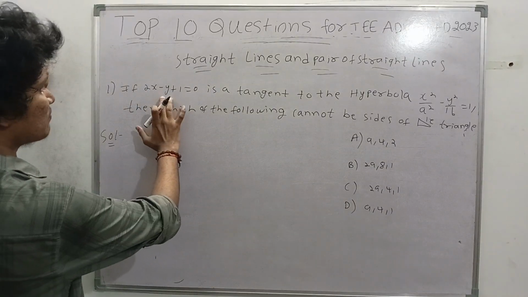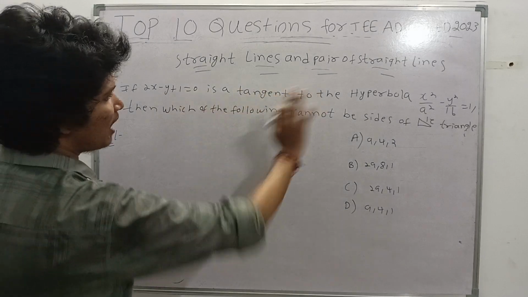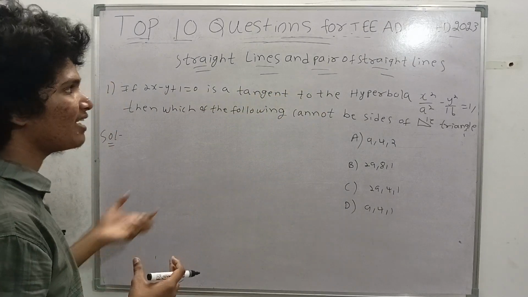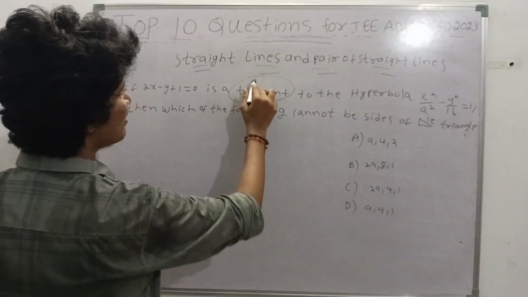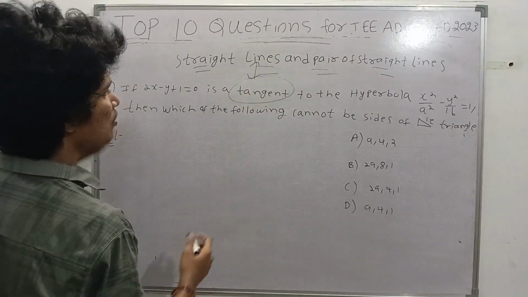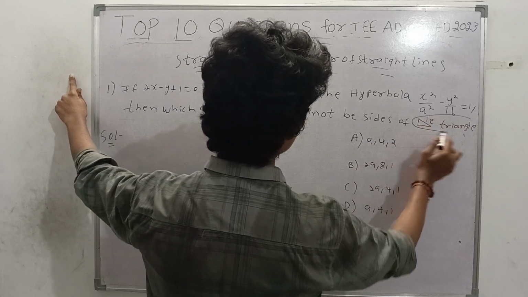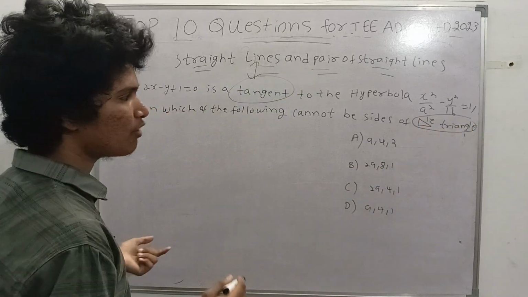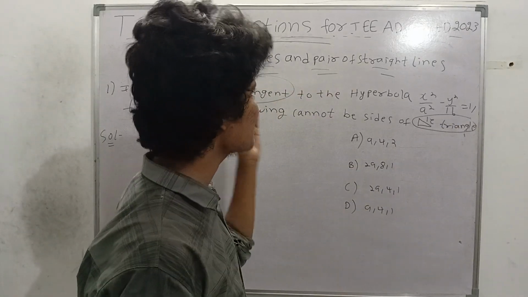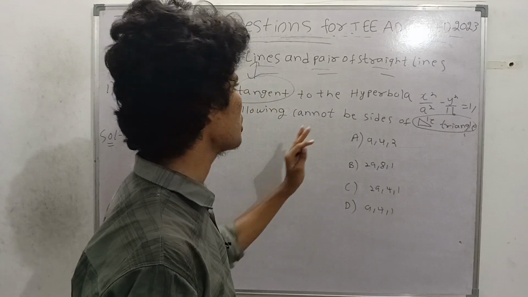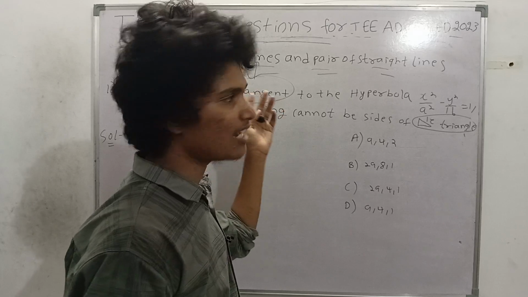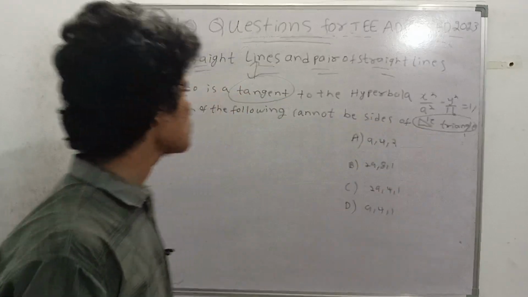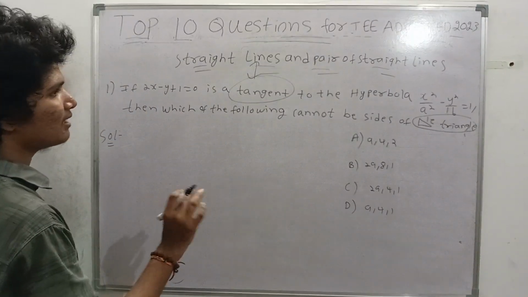If 2x minus y plus 1 equal to 0 is a tangent to the hyperbola. Why is the hyperbola coming in straight lines? Because here it is a tangent. It is a line, so it is an application of straight line, and also the sides of the triangle are given. I will explain the question, but I am saying why hyperbola came into the straight lines and pair of straight lines chapter. Because tangent is a straight line concept, and triangle is a straight line concept. So that is the reason it came.